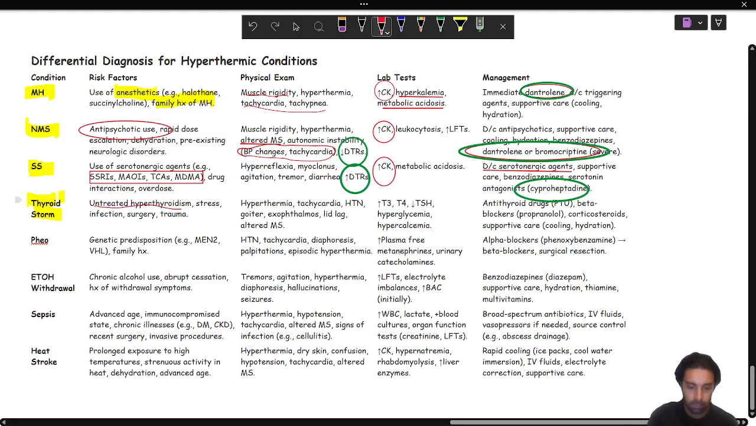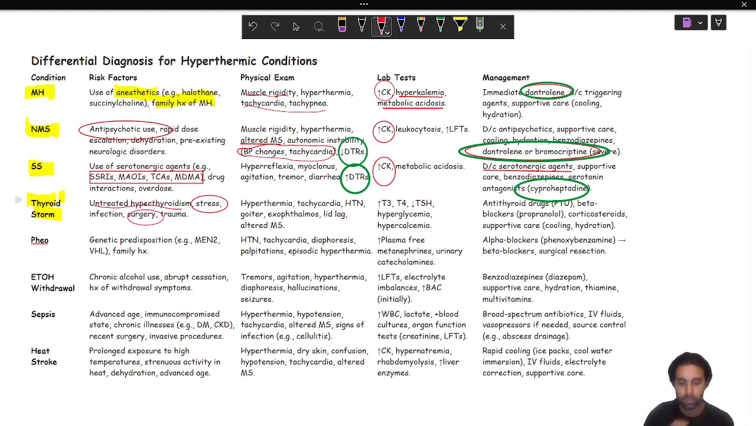So untreated, but then stress and surgery. If you think of stress and surgery together for this type of patient, and then if you think about hyperthyroidism, you're going to see maybe goiter, but that's too easy for a boards question. And again, altered mental status is going to be on a lot of patients.